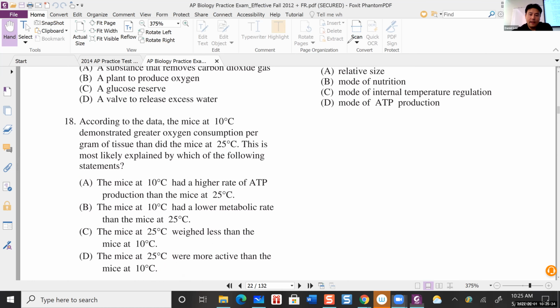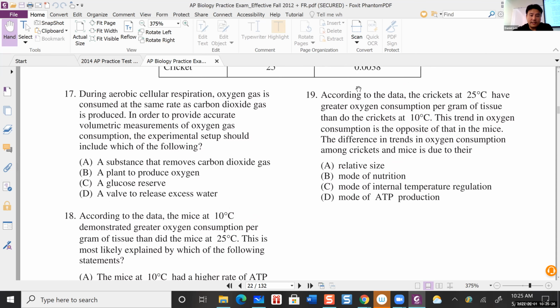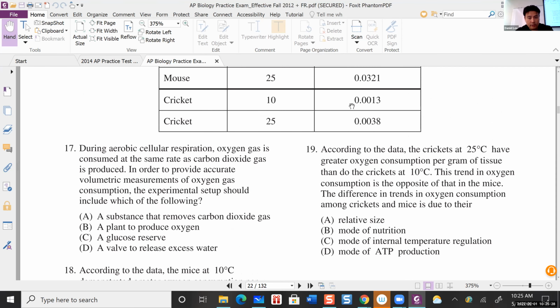Let's go to the next one. Number 19, according to the data, so here's the data. Crickets at 25 degrees Celsius have greater oxygen consumption than crickets at 10, and that is true, right? You see that? 38 is greater than 13, okay? This trend in oxygen consumption is opposite that in the mice. The difference in oxygen consumption between crickets and mice is due to their size, nutrition, mode of internal temperature regulation, or ATP production, right?